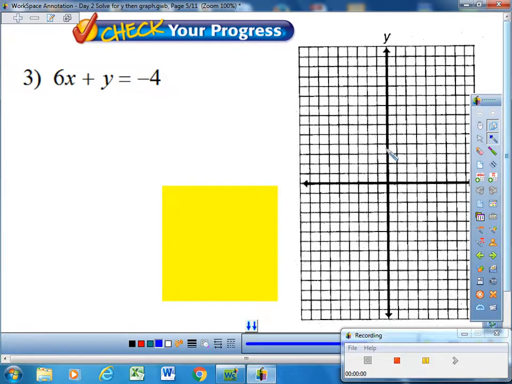So go ahead and try this one. Pause the video, write down the equation, and solve. And then come back and I will solve this with you.